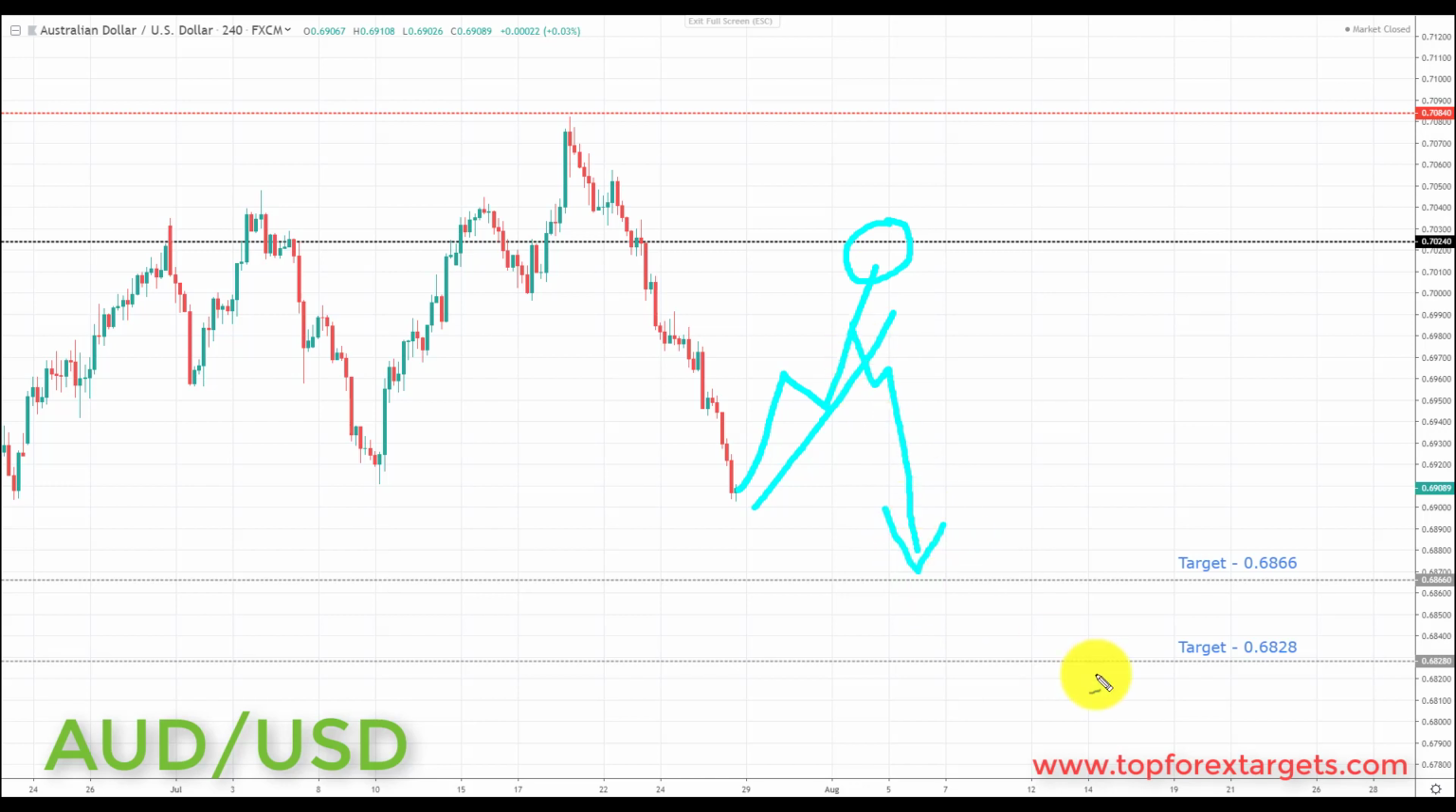And we're going to be looking at initiating shorts down towards the next key area of support to the downside and the target set at the 0.6866. And if we can get a break through here, we're going to be looking down towards the next key area of support to the downside and target 2, the 0.6828.